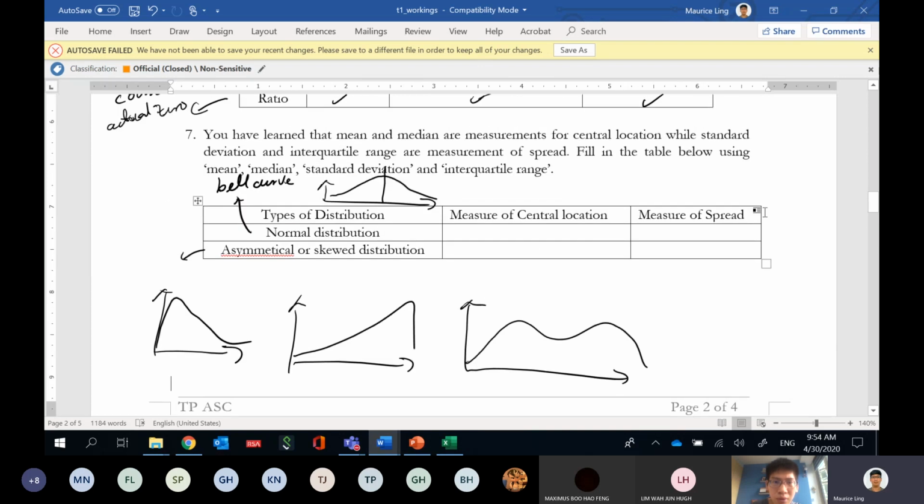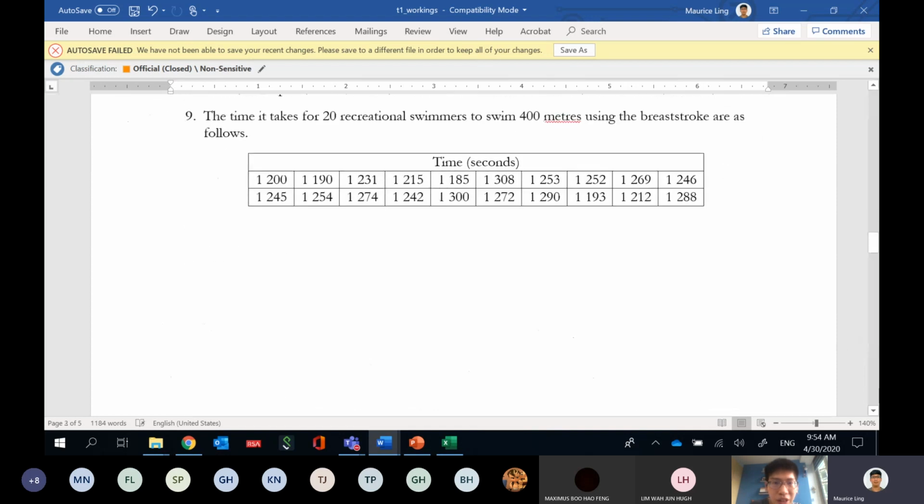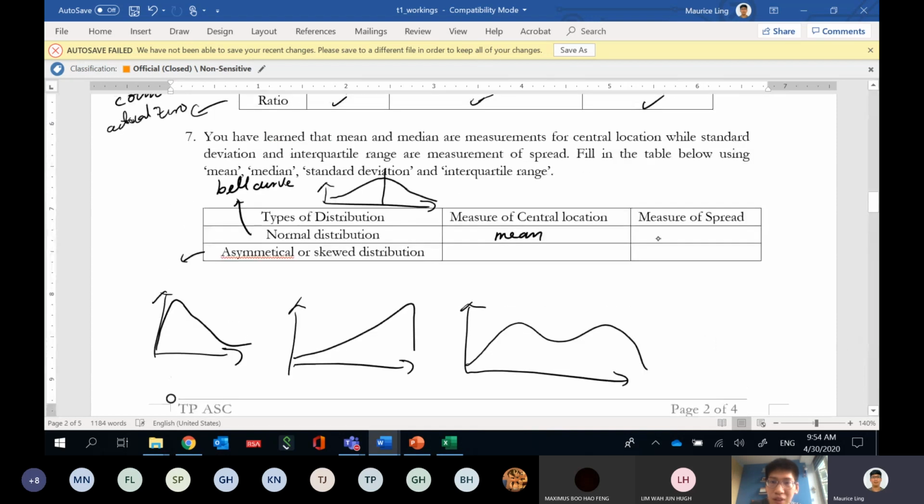So it asks you, for normal distribution, what is a good measure for central location? And for asymmetrical, what is a good measure of central location for spread as well? So for the normal distribution, the central location will be the mean, and then the spread will be standard deviation. Correct. Okay.